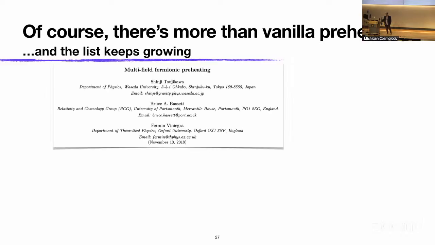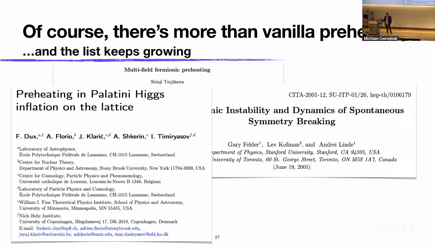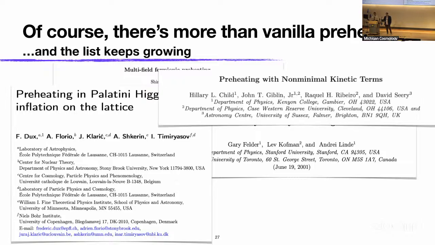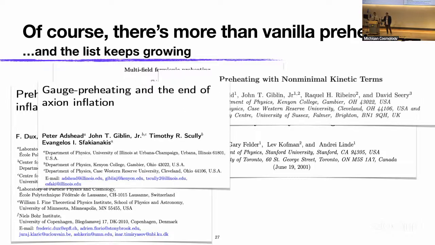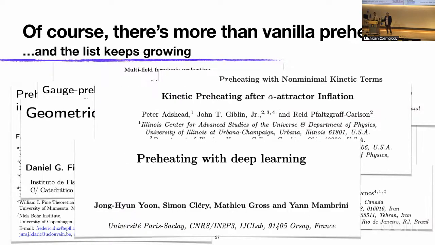There are a lot of models. You could do it with fermions, tachyons, Palatini-Higgs, non-minimal terms, and so on, even with deep learning. So there is the process that I'm telling you about, and I am going to give you some more examples if we can find another 40-minute slot for me.